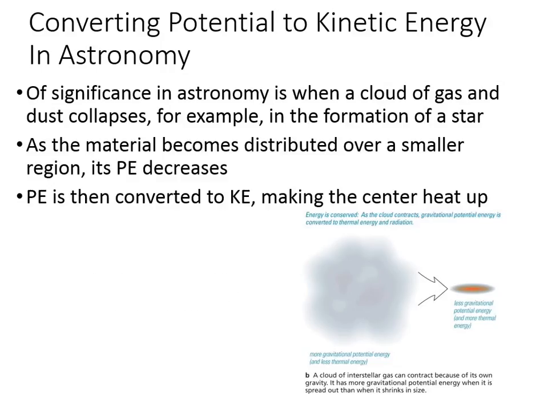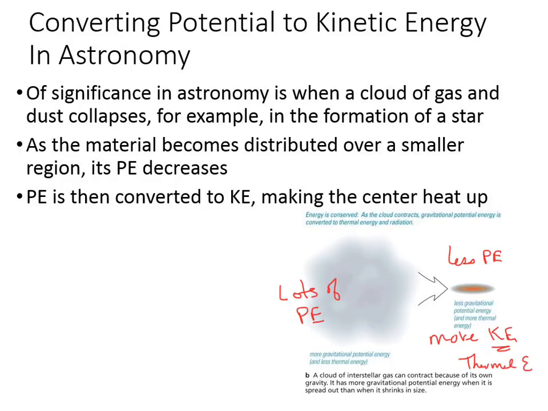So this is what our solar system started out with. It has lots of PE, lots of potential energy. And when it got smaller, it has significantly less PE, and now it has more KE, more kinetic energy. And I'm going to put, under kinetic energy, thermal energy.